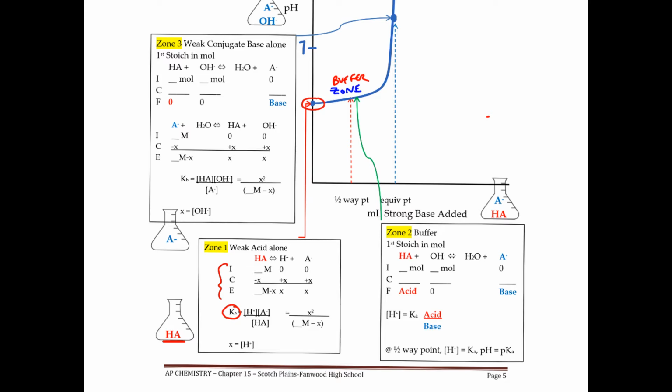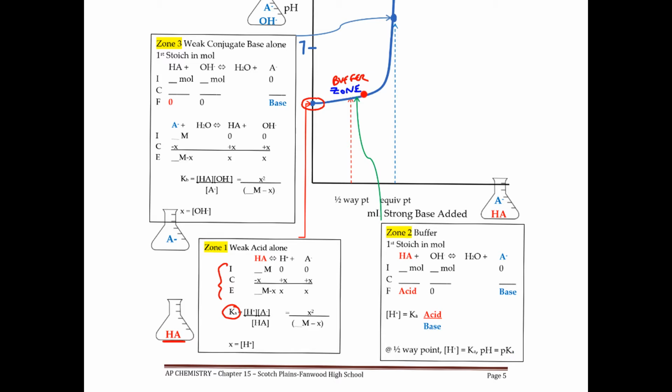A special part of the buffer zone is going to be the halfway point. At the halfway point, which is right here, this is halfway to the equivalence point. When you're at the halfway point, you know what's special is that the H is going to equal the Ka, and therefore the pH equals the pKa. That's only at the halfway point.